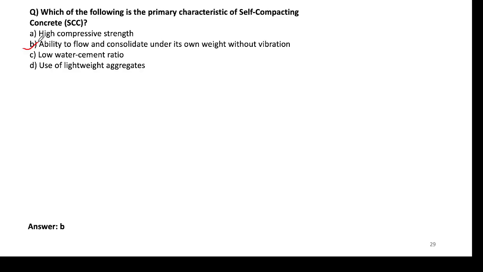Because in the area of very high congested reinforcement, very high density of reinforcement, it's very difficult to compact the concrete, and if you use the normal concrete, it can lead to the formation of honeycombing. Hence, we want a concrete which is self-compacting by its own weight in those areas. It is very useful to use a self-compacting concrete.